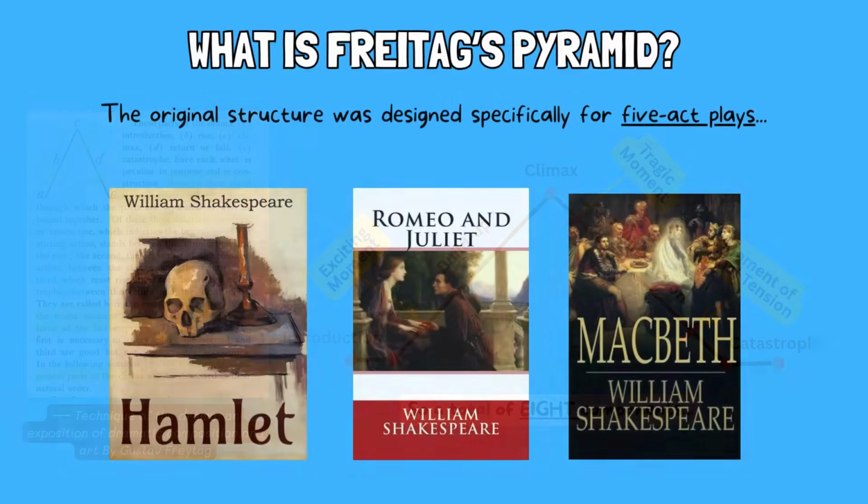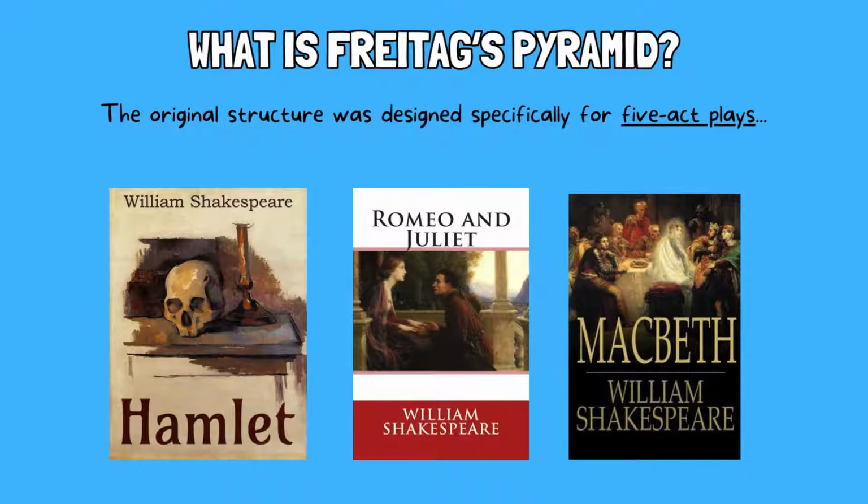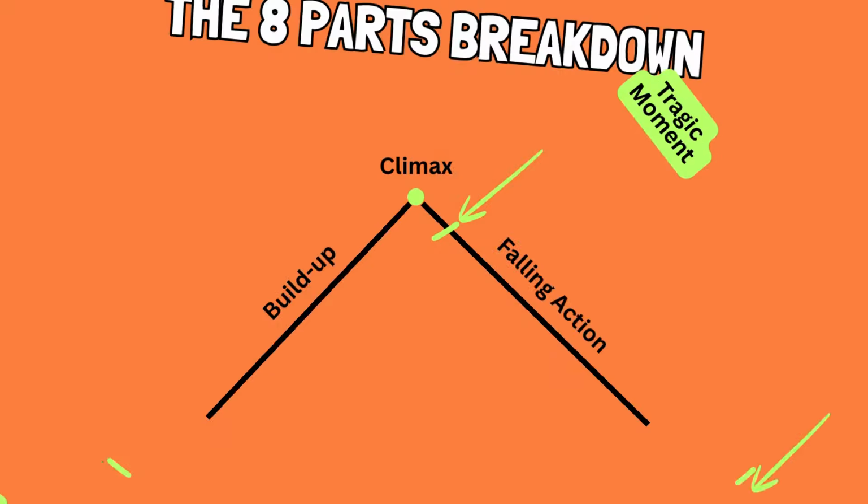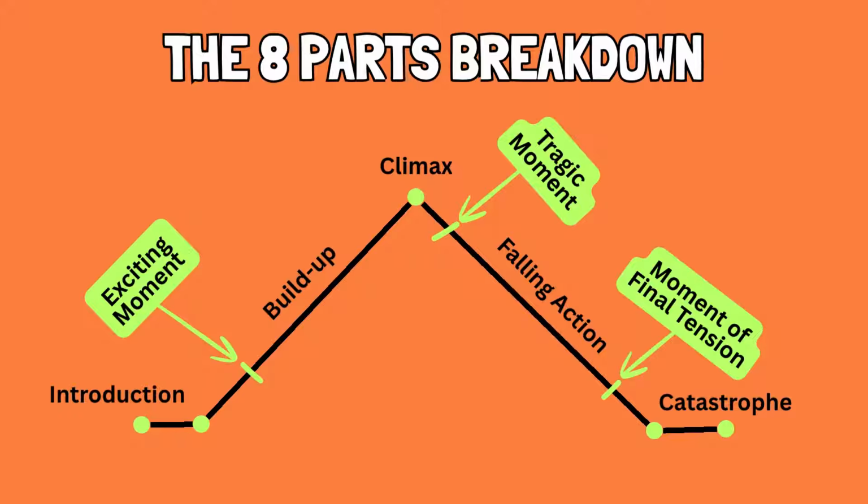The original structure was designed specifically for 5-act plays, where the drama builds to a single decisive moment and then shows the inevitable consequences. Think Hamlet, Macbeth, or Romeo and Juliet. These are tragedies where the hero's fate is sealed and we watch it unfold. Now let's break down the structure according to Freytag, which has a total of 8 components.